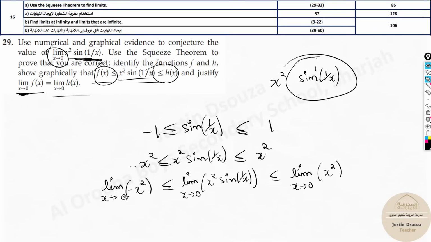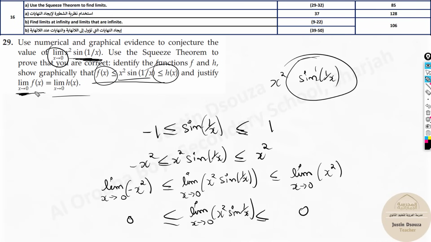What is the answer here? Limit, substitute 0. It's a very simple polynomial. It's 0 over here, and over here what's the answer? 0. And over here the middle one will be limit as x tends to 0 of x square sine 1 by x. Didn't you get the answer now? It's 0, isn't it?